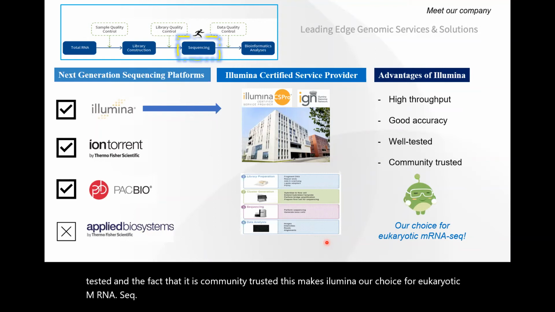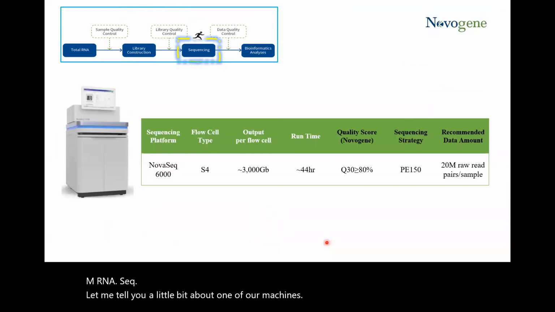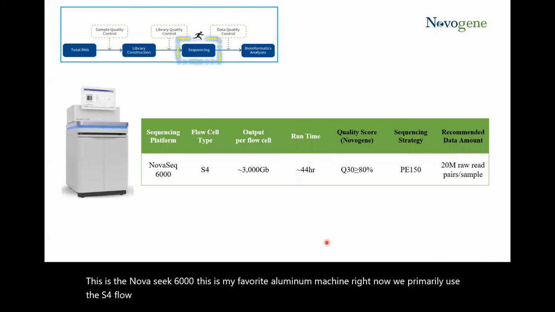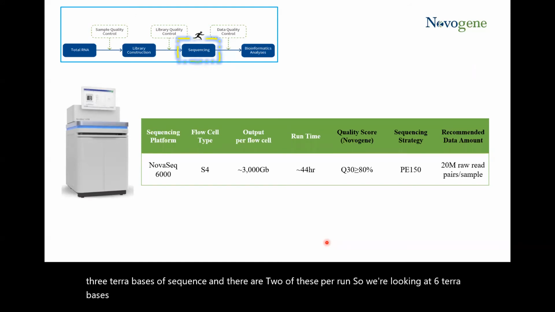Let me tell you a little bit about one of our machines. This is the Novogene 6000. This is my favorite Illumina machine. Right now, we primarily use the S4 flow cell. The output per flow cell can be approximately 3 terabases of sequence. And there are 2 of these per run. So we're looking at 6 terabases of sequence data per approximate 44-hour runtime.